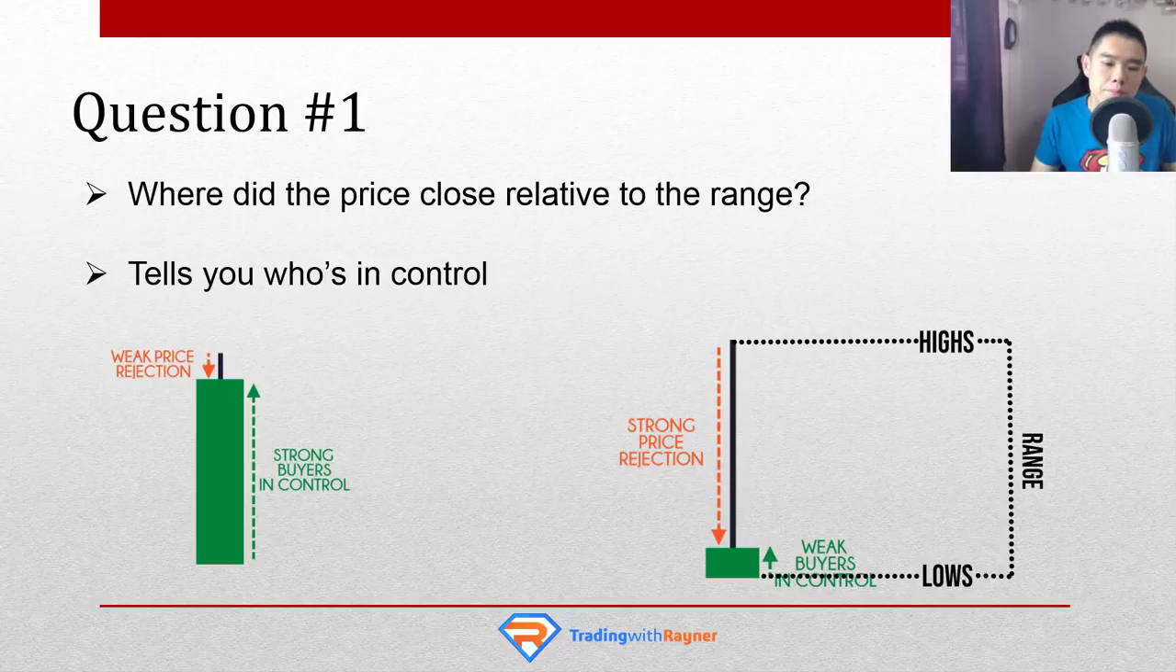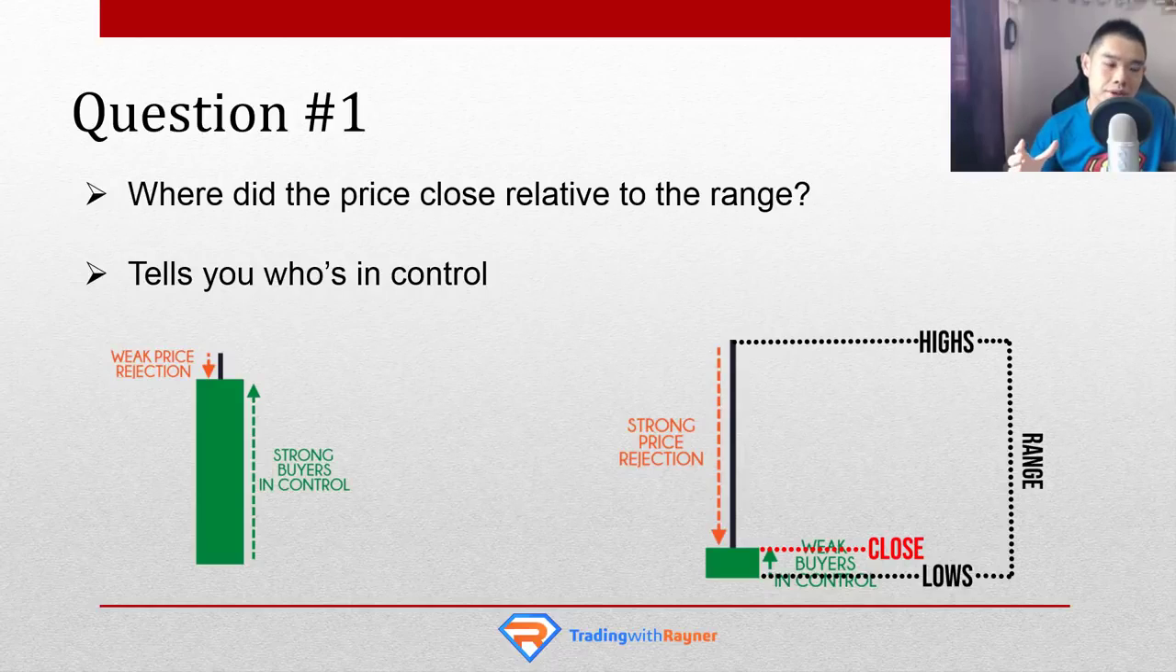And now, where did the price close relative to the range? If you look at this, the price actually closed over here. This is the closing price. So let's say the closing price is here, highs is here, and lows is here. Now, we are seeing a different picture than the one previously. Why is that? Because now you realize that the price only closed marginally higher relative to the range.